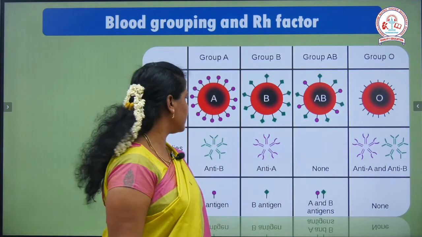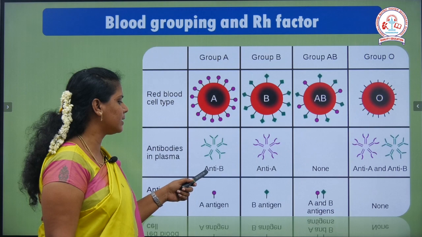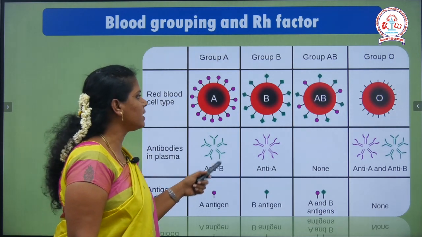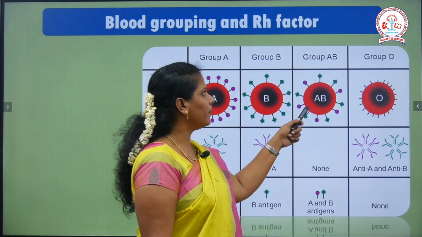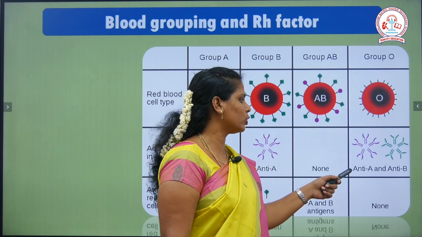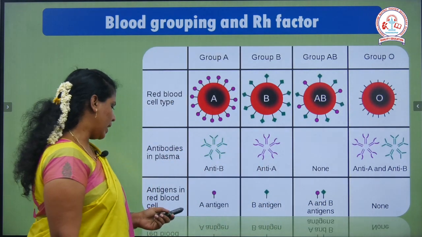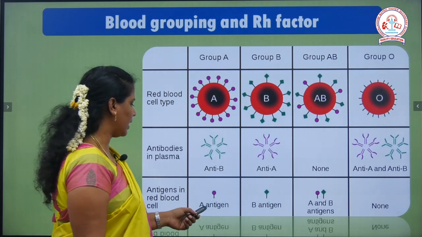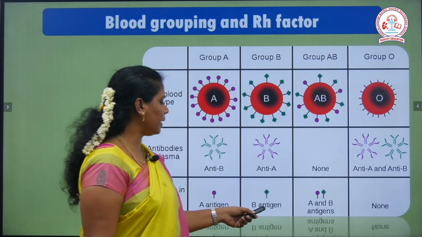And then O blood group individuals do not possess any kind of antigen. They have both anti-B and anti-A antibodies. They can donate to A, B, AB and O blood groups. So they can donate their blood to all the blood groups, so we can call them a universal donor. They can receive blood from O group individuals alone.